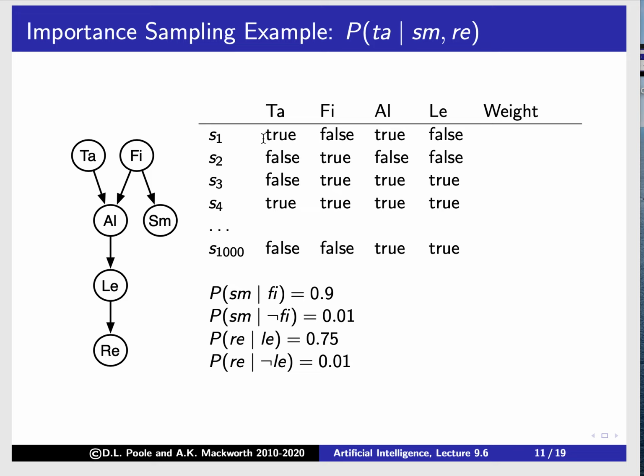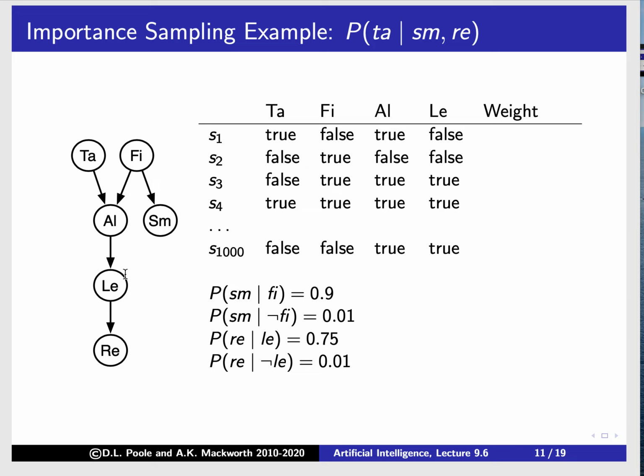What we're going to do is look at sample S1 in here. We're looking at the probability of tampering given smoke and report. So we're going to sample tampering, but we're not going to sample smoke and report. We're only going to sample the other variables, named here: fire, tampering, alarm, and leaving. Okay, so that's what we're going to do in here.